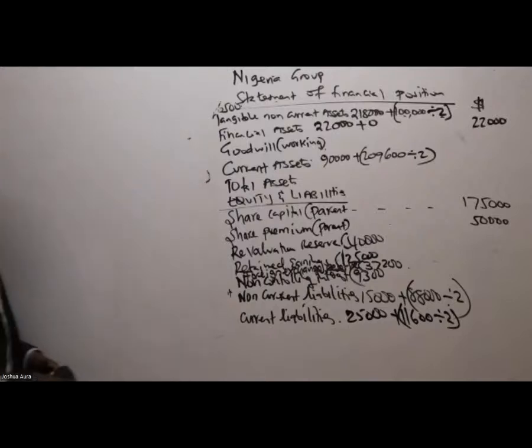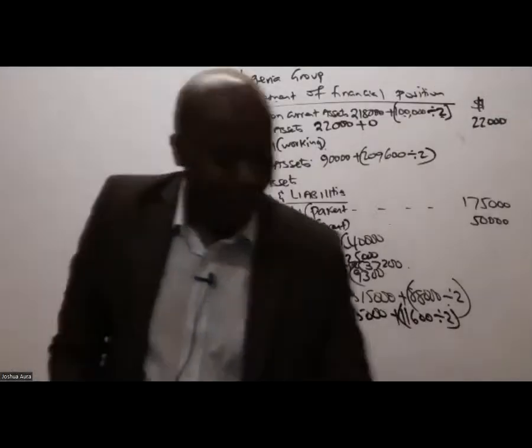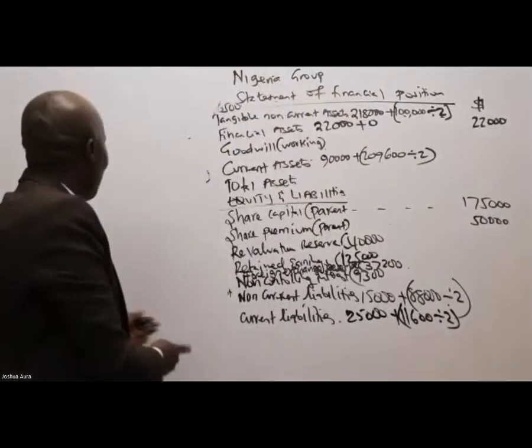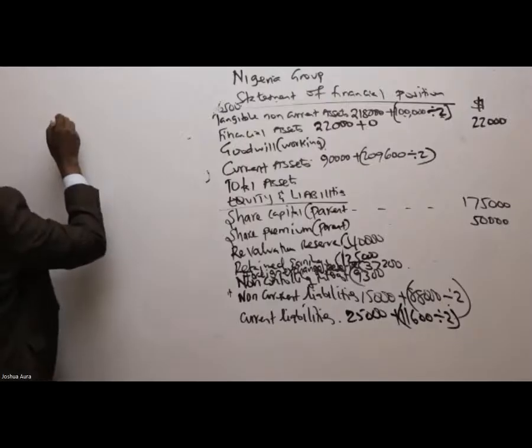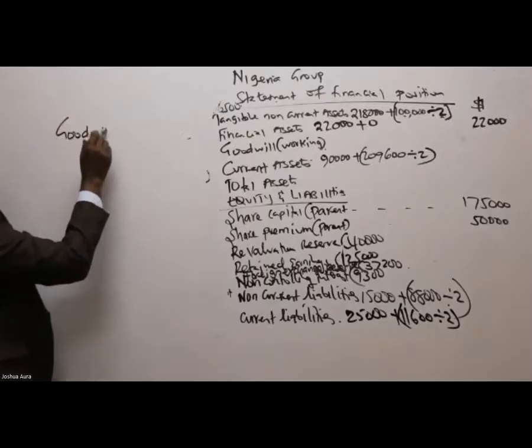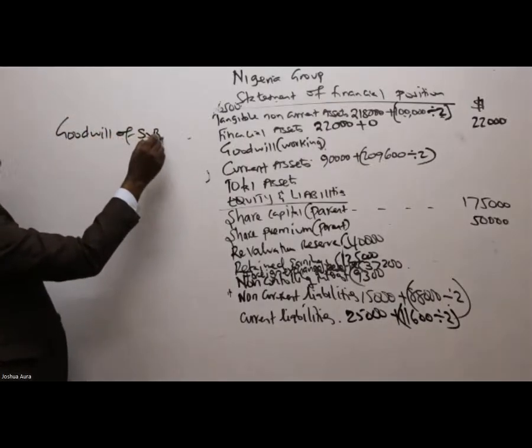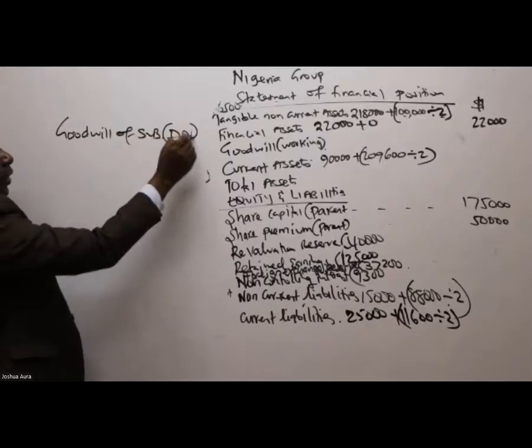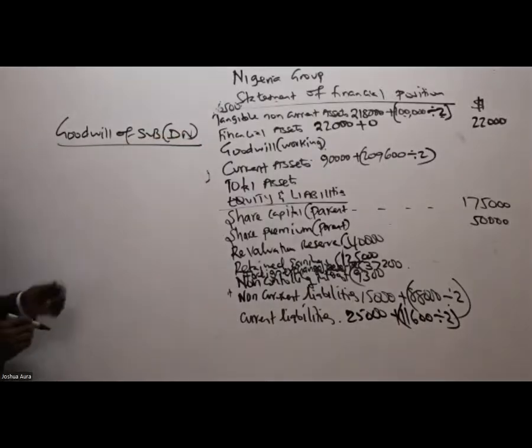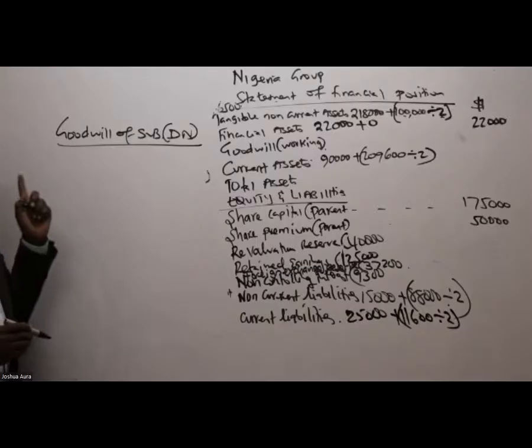Will be the working of goodwill. So let's go to goodwill. Is there somebody who can remind us how do we normally calculate goodwill? Remember, this is goodwill of the subsidiary, so we shall use the subsidiary's currency at first, which is the DN, right?